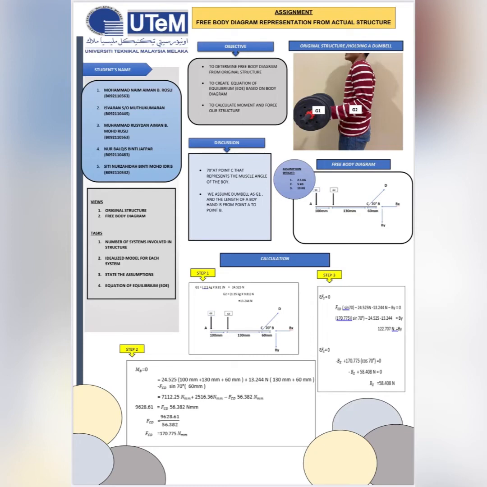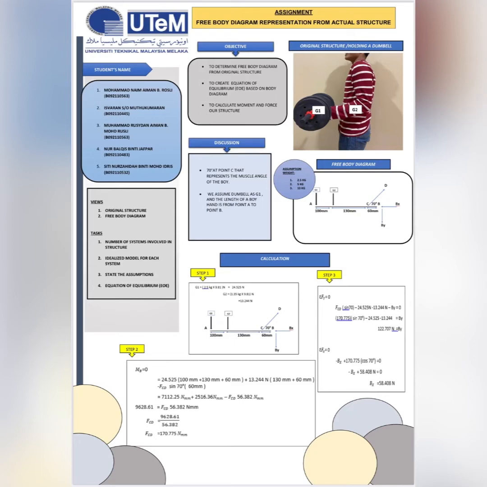G2 is a force that we have discussed and studied, located along the boy's arm, so our G2 is 1.35 kg. Looking at our FBD, we give A to D as our force, and the distance of G1 to G2 is 100 mm. G2 to C is 130 mm and C to B is 60 mm. The angle is between C and D. We assume 70 degrees should be okay.